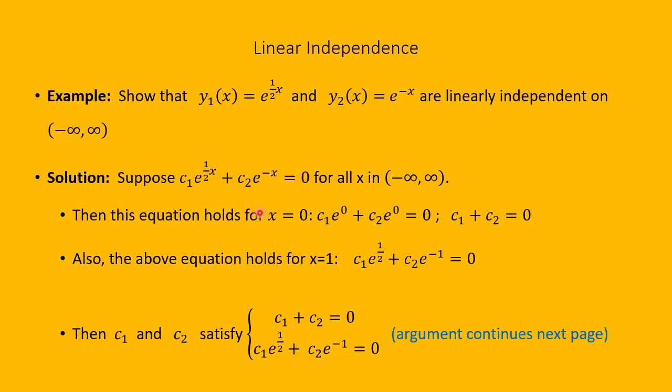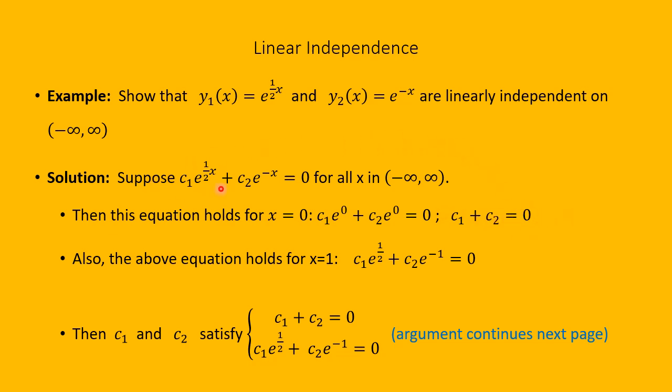So for this equation holding for x equals 0, we get c1 e to the 0 plus c2 e to the 0 is 0, but e to the 0, remember, is 1. And so this is just c1 times 1 plus c2 times 1. And so this equation simplifies to c1 plus c2 equals 0.